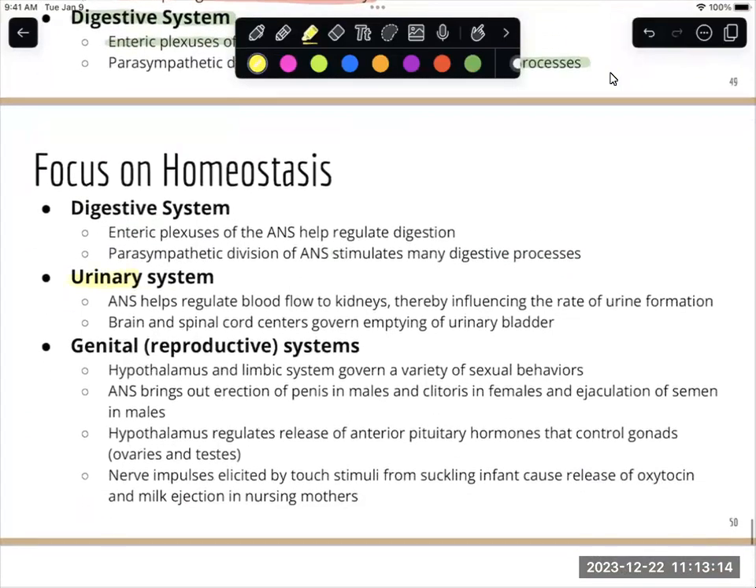Urinary system regulates the blood flow to the kidneys, formation of urine, emptying of bladder.